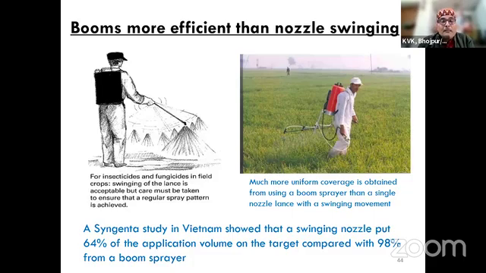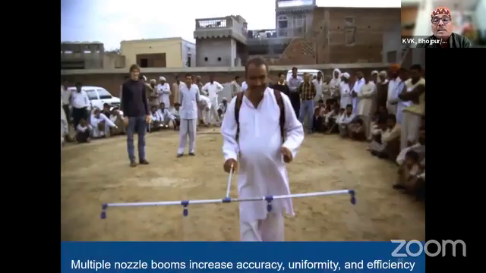Nowadays, as we have very restricted human power, we need more coverage with less time. And for this, the multiple boom has emerged as an alternative. A Syngenta study in Vietnam showed that a swinging nozzle put 64% of application volume on the target compared with 98% from a boom sprayer. So the efficiency of a boom sprayer is always better. Minimum 50% more efficiency we are getting from the boom nozzle. So it is better to avoid this swinging nozzle type.